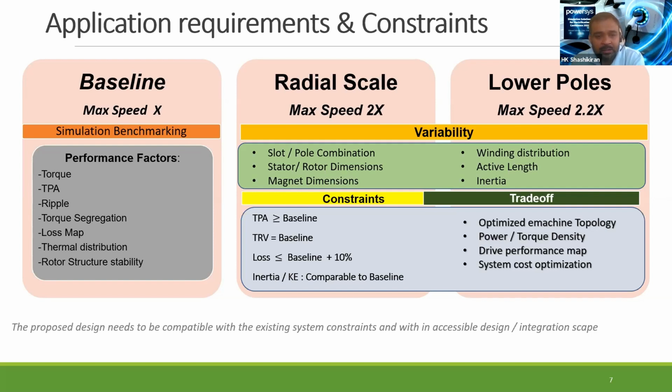If the base machine design remains 50% common on the stator side and you only want to change the rotor, what are the possible options to get to the required max speed? So there are two different machine options that we are working on. One is scaling the machine radially, and another is scaling the machine radially and also changing to a new pole number. Some of the variabilities we considered are the slot pole combination, the dimensions, the distribution of winding, the overall active length of the machine, and the inertia, because whatever machine we are proposing has to get integrated into the drivetrain.